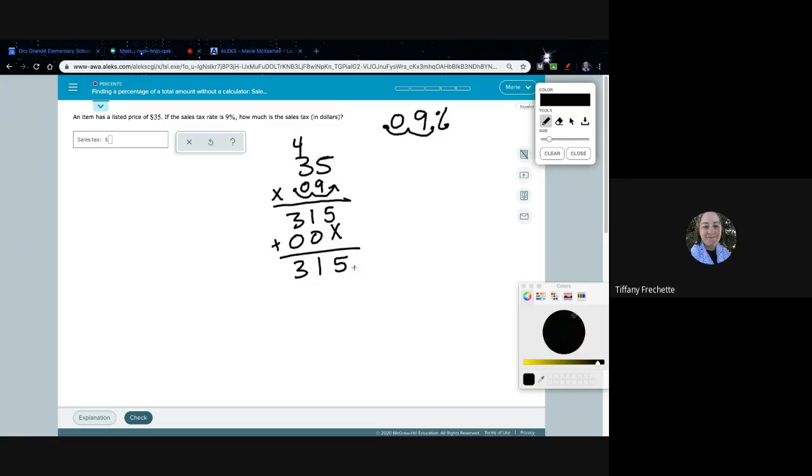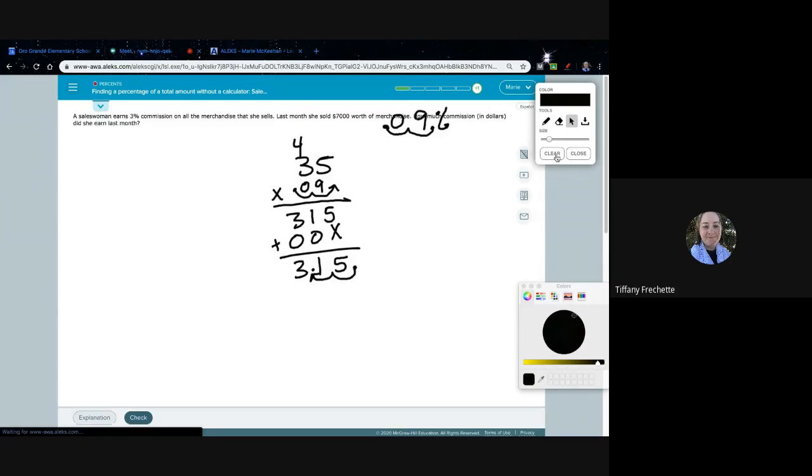So I need to take the decimal that's kind of invisible, but it's right here, and I need to move it over 2 times in the opposite direction to the left. So my sales tax is $3.15. So 3.15. Check. All right, next one. So we're going to clear.